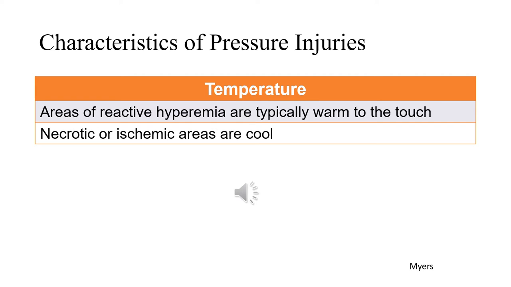The last letter is T, and that stands for temperature. In areas with pressure injury development, there is increased temperature due to reactive hyperemia, and it may be decreased in areas of ischemia. So you really want to take a look at the temperature in the local area and the surrounding area for comparison.